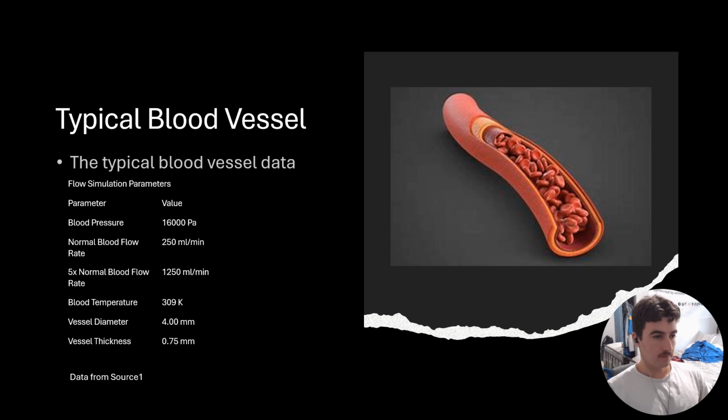A typical blood vessel I found in my research has a blood pressure of 16,000 pascals, and a normal blood flow rate will be 250 milliliters per minute. And then we'll be using a 5-times normal blood flow, which is 1250, for the simulations in SolidWorks. And the temperature is 309 Kelvin, vessel diameter 4 millimeters, and 0.75 thickness. And I have the source for all this data in the references.